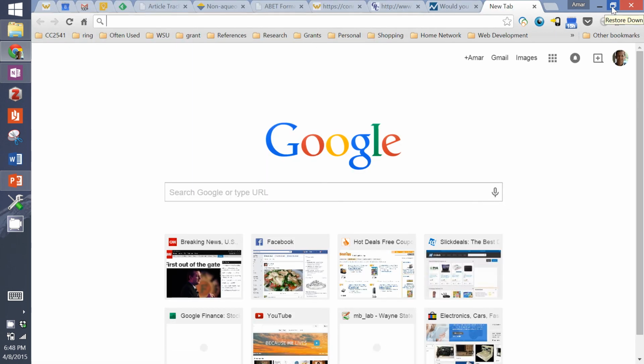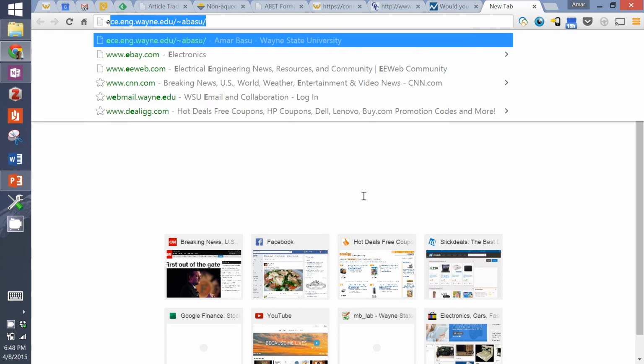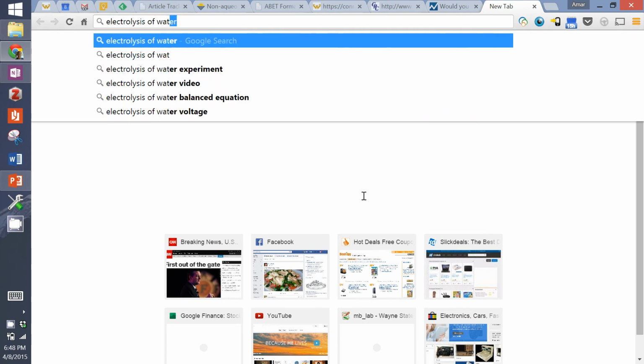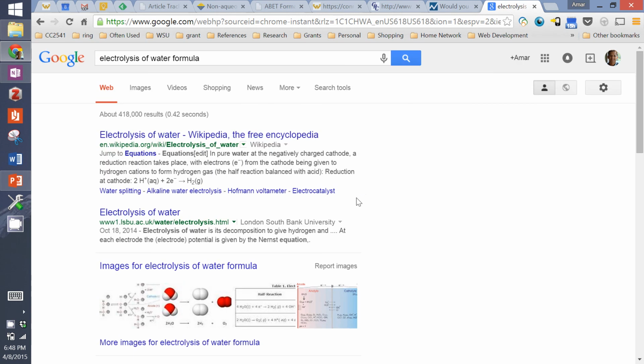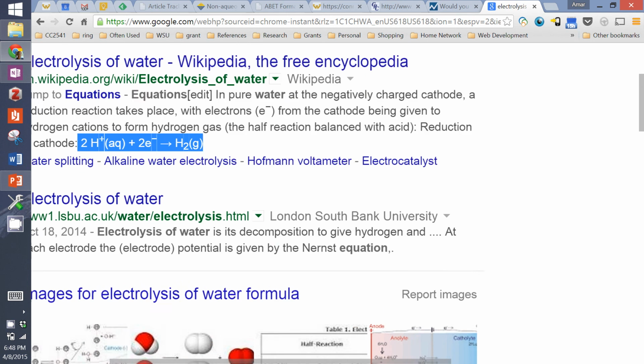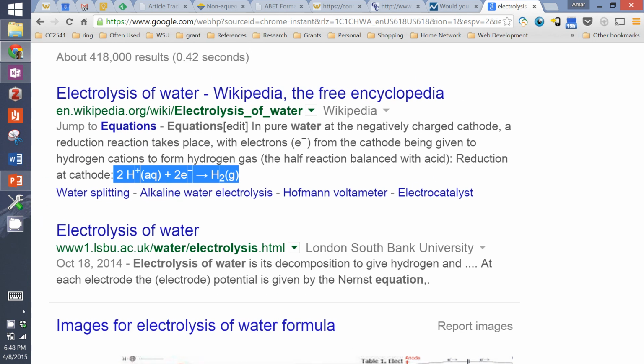All right, just to show you how easy this is to find, electrolysis of water. Some of you have probably seen this before, maybe something you've done in your chemistry classes. You have two metals, right? Those two metals are in water, and you put a voltage across the two electrodes, right?